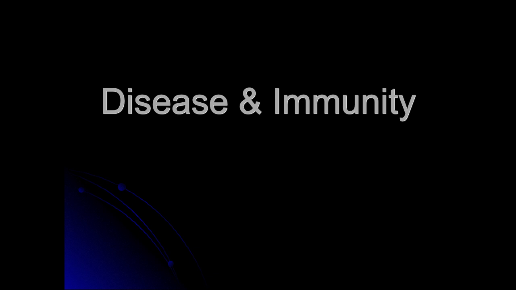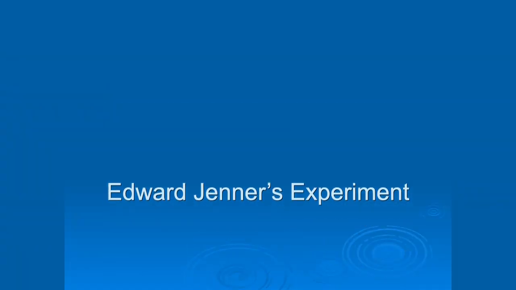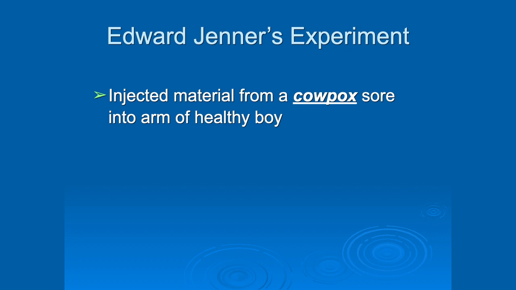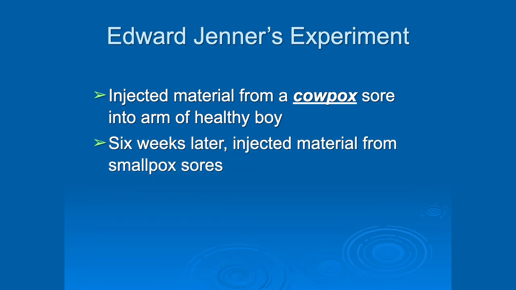So we'll start today with disease and immunity. And the first thing we want to talk about is Edward Jenner's experiment. So he injected material from a cowpox sore into the arm of a healthy boy. So with cowpox, you would get sick, but not as sick as if you got smallpox. So what ended up happening is the cowpox injection conferred some immunity to smallpox.